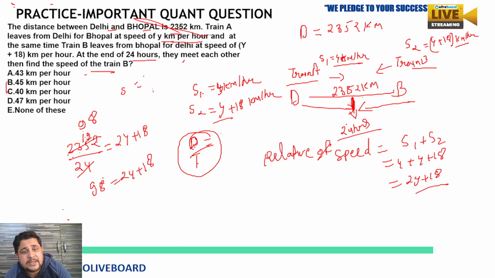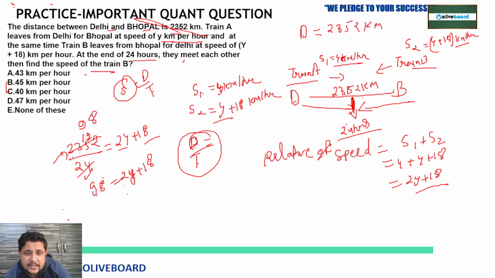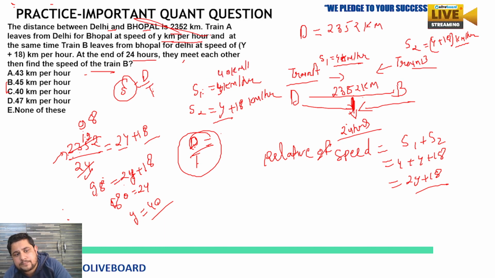We have followed speed equal to distance upon time. Our relative speed was 2y plus 18, time was 24 hours, and distance was 2352. Now 98 equals 2y plus 18, so 98 minus 18 means 80 equal to 2y, so y will be equal to 40. So now the speed of train A, S1, is equal to 40 kilometer per hour. So S2 is equal to y plus 18, that means 40 plus 18, 58 kilometer per hour.